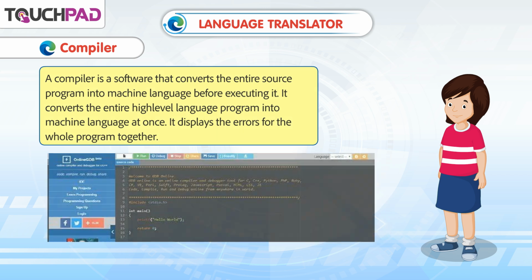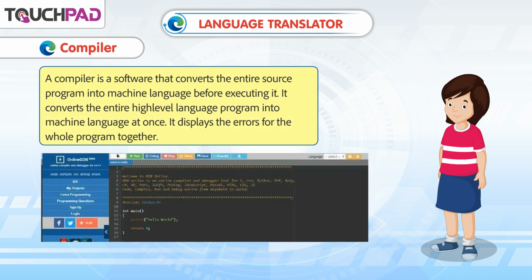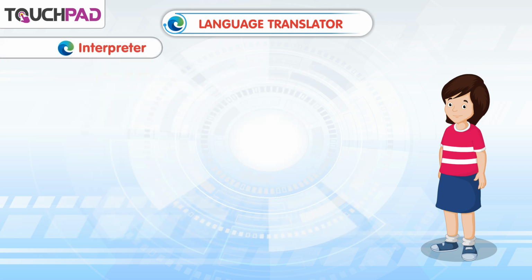Compiler. A compiler is a software that converts the entire source into machine language before executing it. It converts the entire high-level language program into machine language at once. It displays the errors for the whole program together.